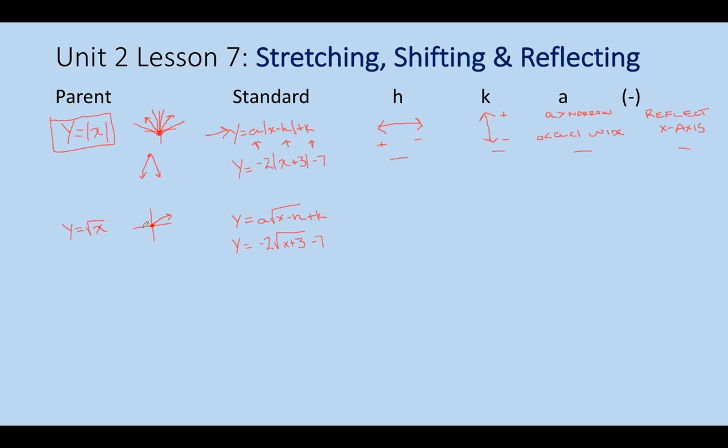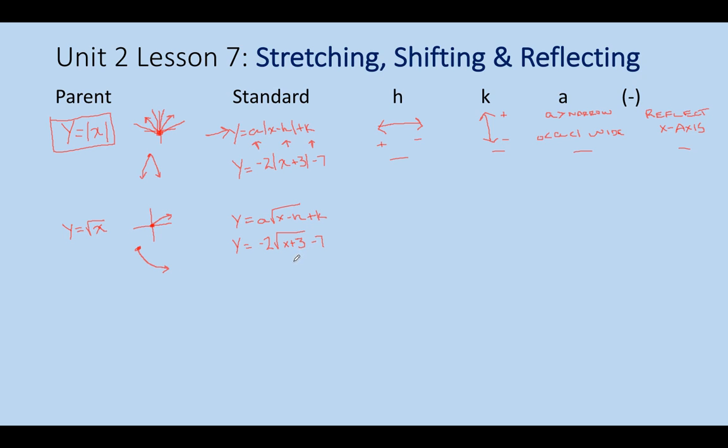I would move that 3 to the left. I'd move it 7 down. Okay, I would know because it was negative, it was going to go reflected. If it goes like that, I'm going to go like that. And then the 2 makes it more narrow. It gives it a stretch. Okay, and so it would look something like that.